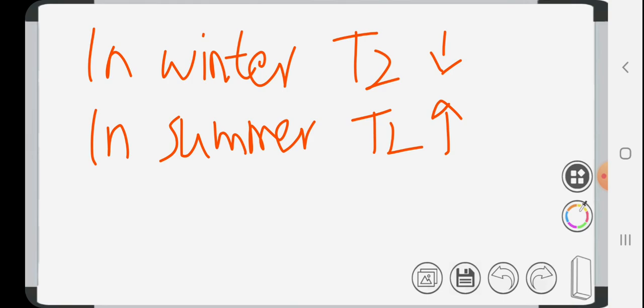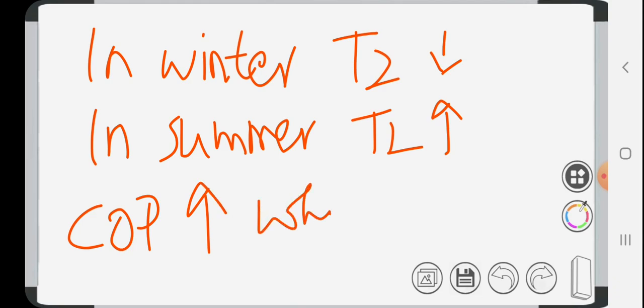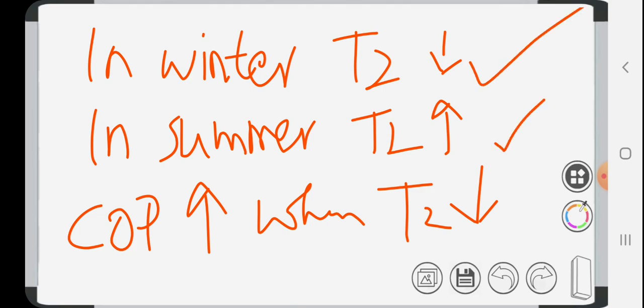So the outside, higher temperature must be reduced so that COP increases. When T2 decreases, therefore, in winter, COP will be higher compared to summer, right? But actually, we require a refrigerator or air conditioner mainly in summer. But what is the use of improvement in COP in winter? No use. That is the limitation of the Carnot cycle, right?